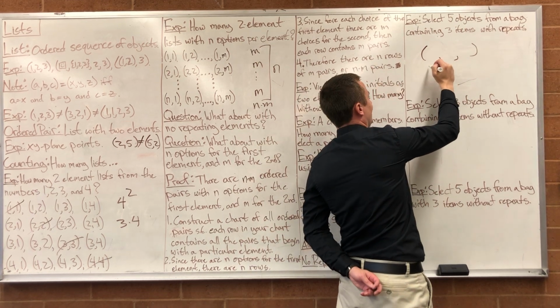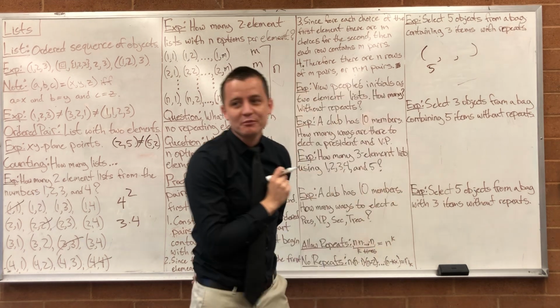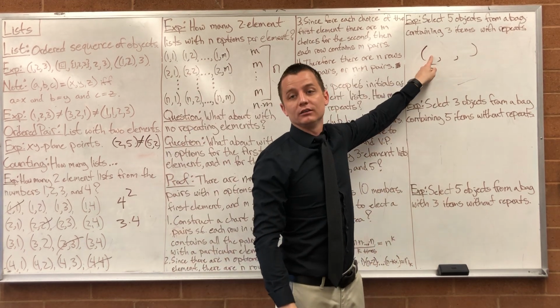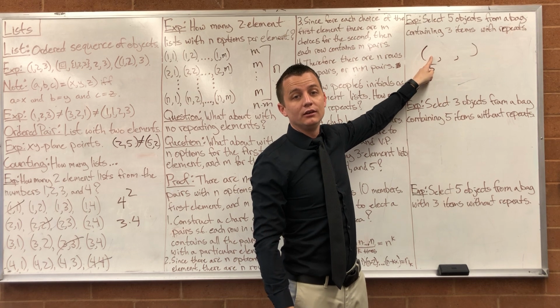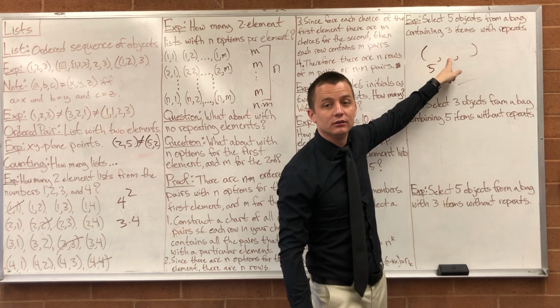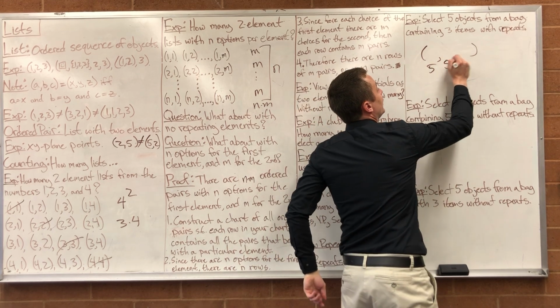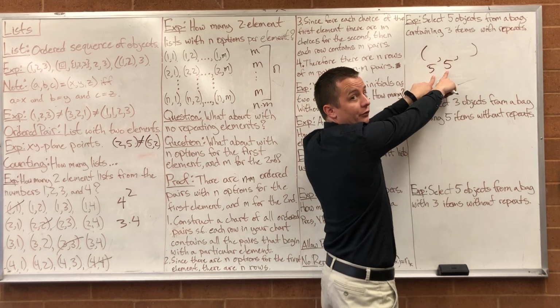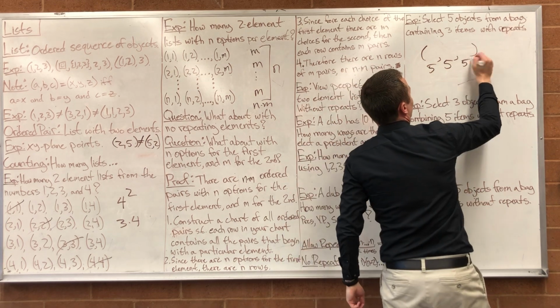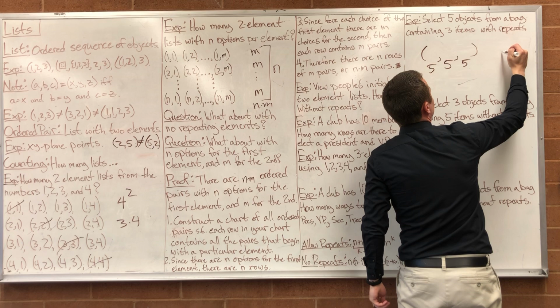At least it's not 8. Okay. We have 5 options for what number goes there. Right? And for each of those 5 options, we have how many options for what goes here? 5. And for each of the 25 options we have for these two, how many options do we have for what goes here? 5. And so the answer is 125.